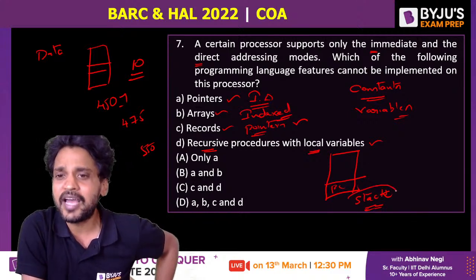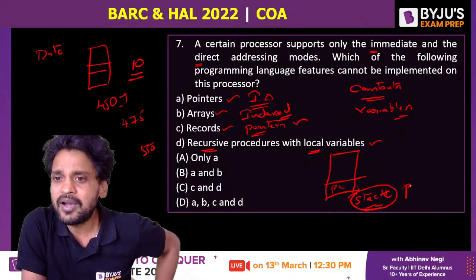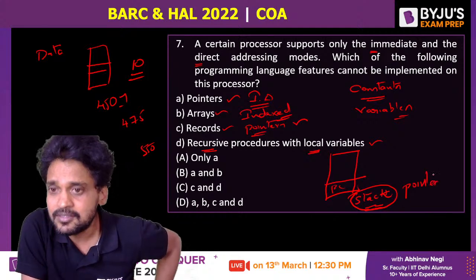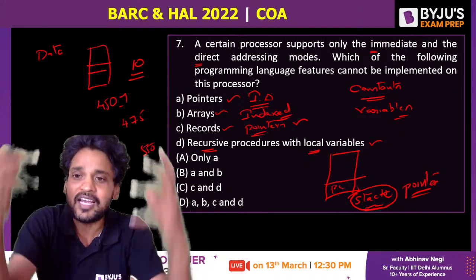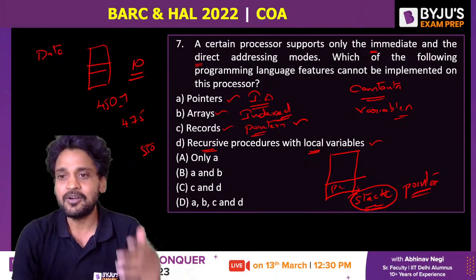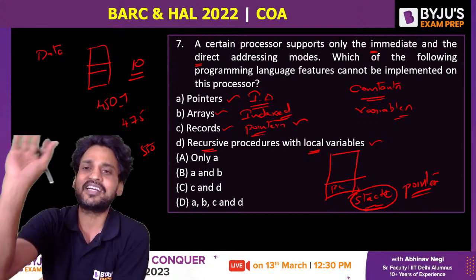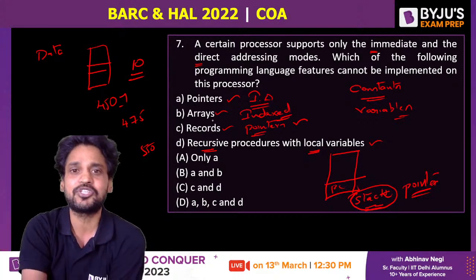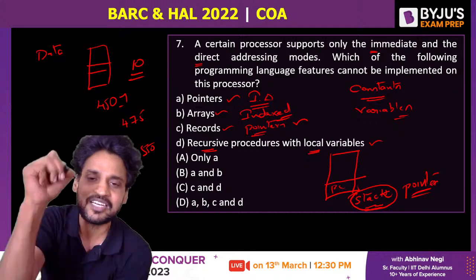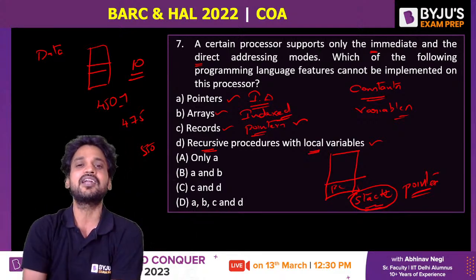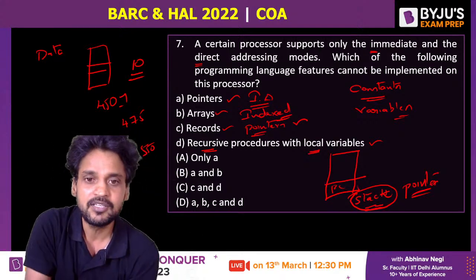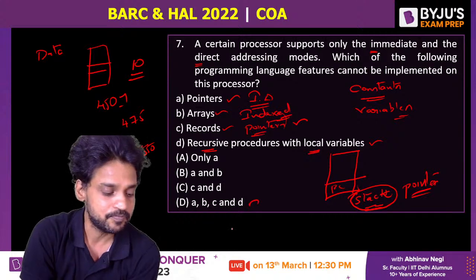If you want to access a stack, I do require a stack pointer. A pointer can only be achieved by having an indirect addressing mode. If there is no indirect addressing mode at all, then none of the pointers, nor arrays, nor records, nor recursive procedures with local variables, nothing is possible. Got my point? So D is the correct option.